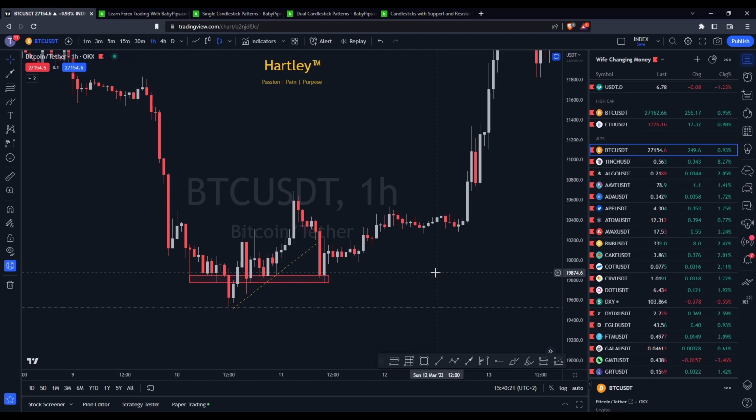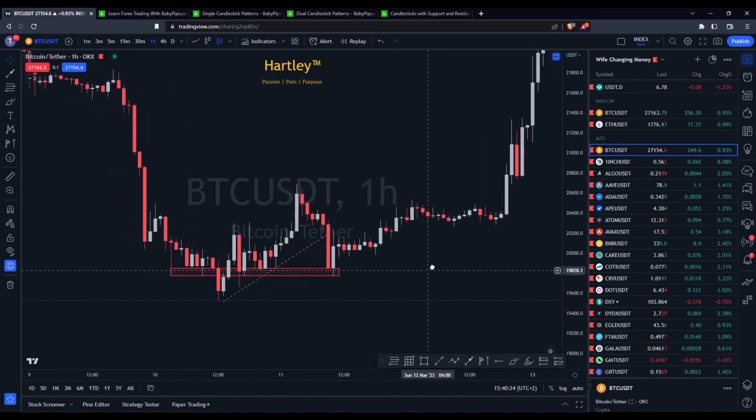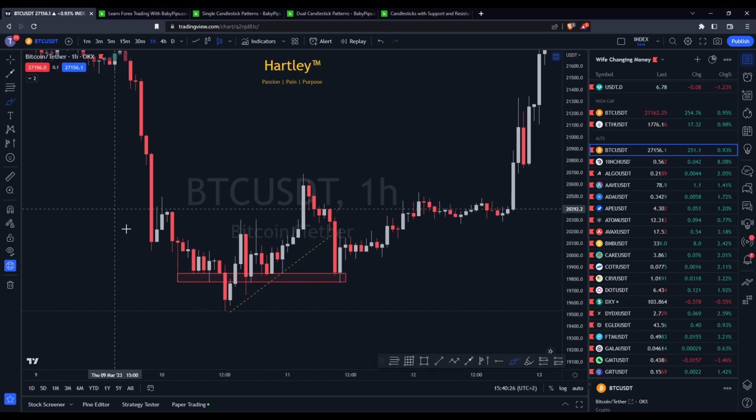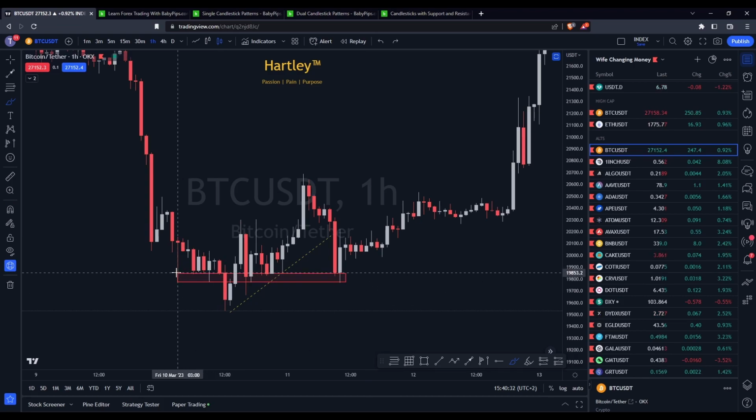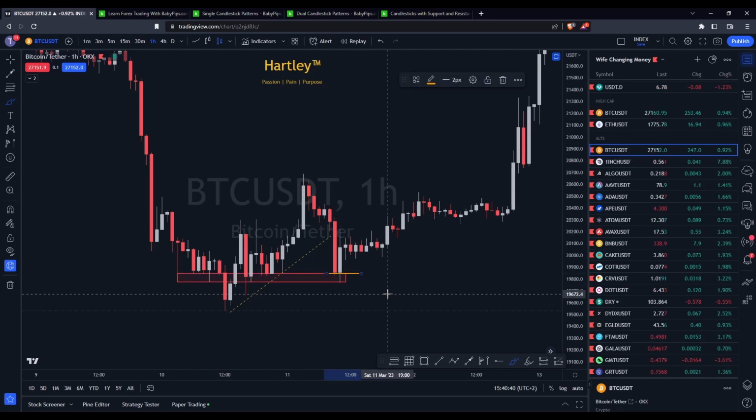You would wait for candle closure. So for example, this area here is going to be the bottom until price breaks it. Right, so this area is the initial area of support until price decides to break below it. But you can see here, price never closed below this level.